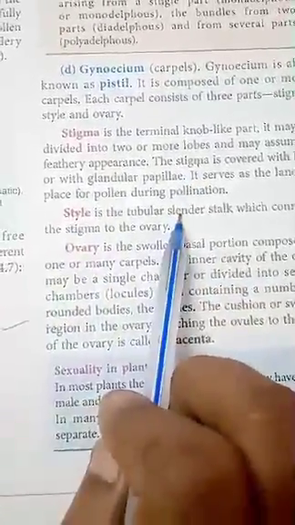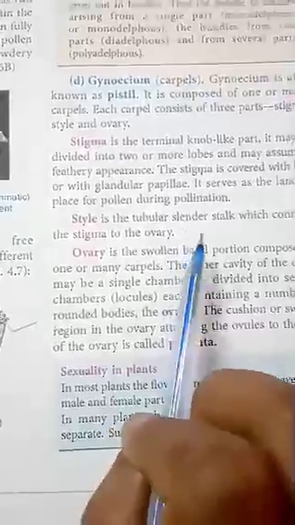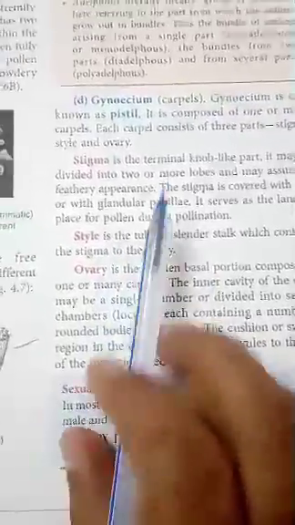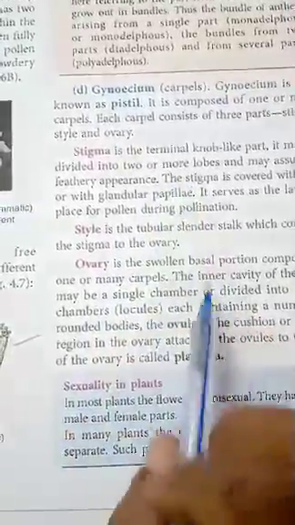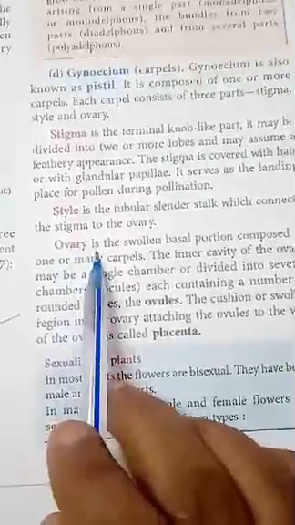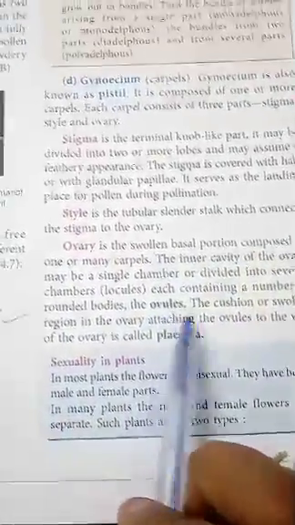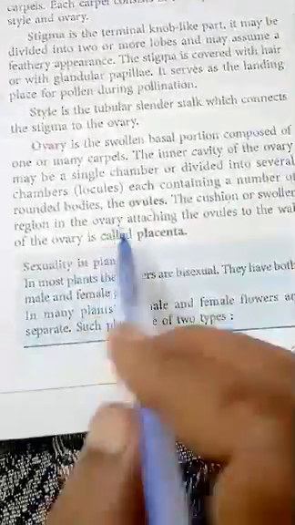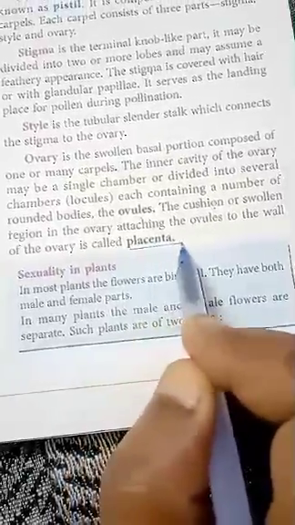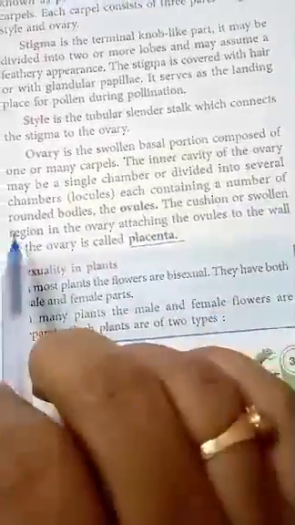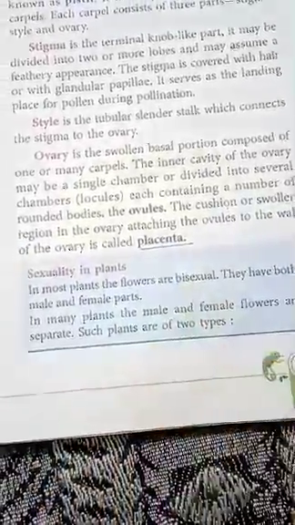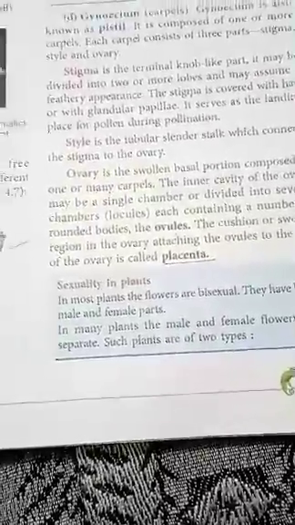Style, the tubular, tube-like structure which carries the pollen grain or the male gamete to the ovary. Third one, ovary, it is the basal swollen portion. Its function is that it contains the ovules which have the female gamete, and fertilization takes place in the ovule. And this placenta, please learn this definition. This is the swollen region in the ovary by which the ovules attach to the wall of the ovary.